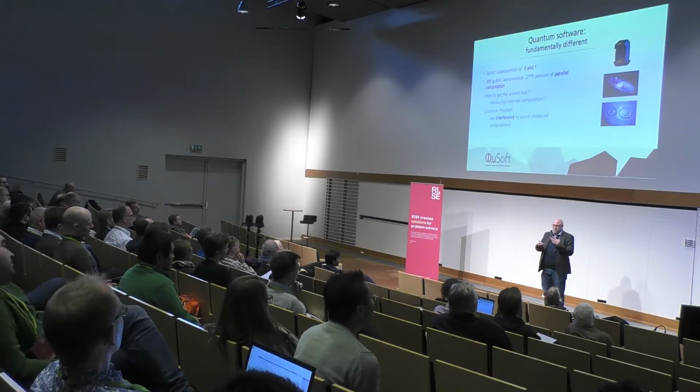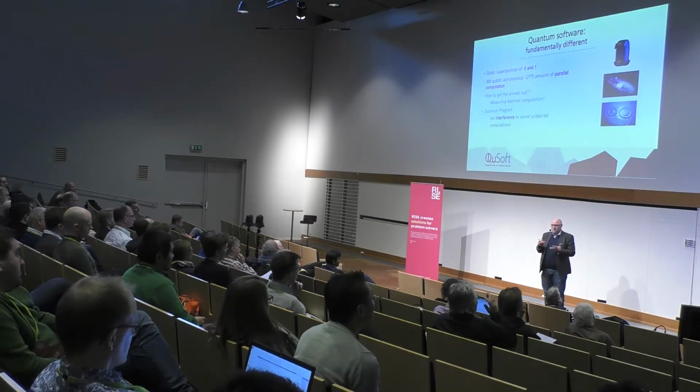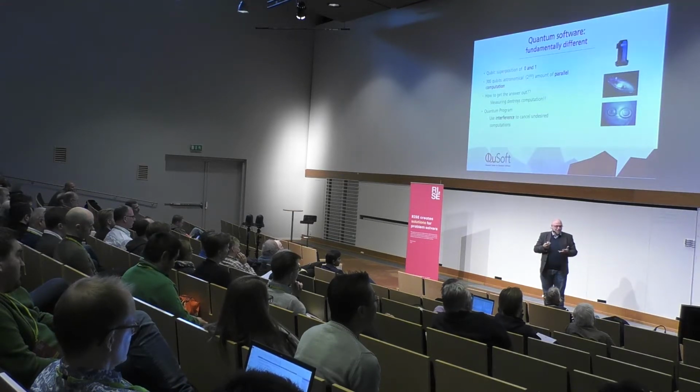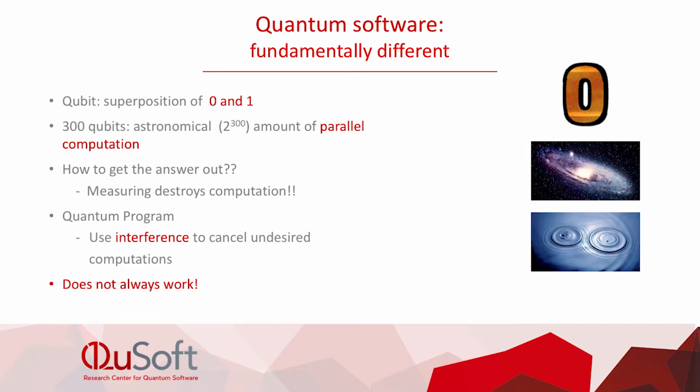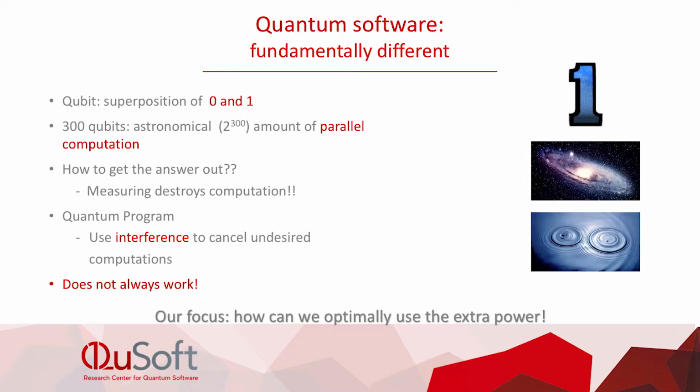What you want to do is you want to interfere in a destructive way the computations that you're not interested in, that you don't want to see, and you want to interfere in a positive way the computation, the answer that you do want to see. And this is something that sometimes works, and sometimes it doesn't work, but we have some examples of where it works. But you realize that this is a completely different way of programming than programming a normal computer. And our focus is on how to optimally use this information and how to optimally use this trick.